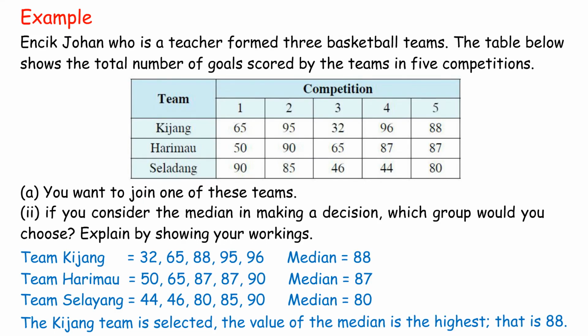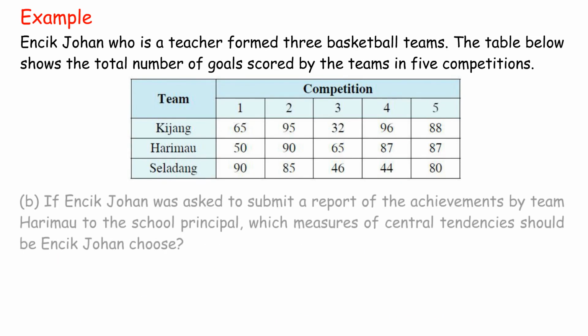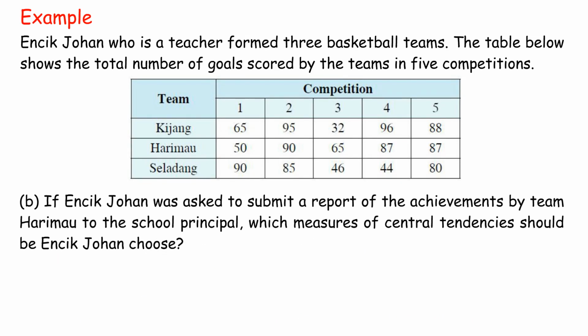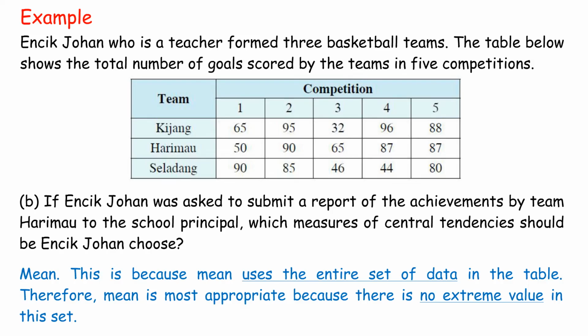That is 88. B. Encik Johan was asked to submit a report of the achievements by Team Harimau to the school principal, which measure of central tendency should Encik Johan choose? Mean. This is because mean uses the entire set of data in the table. Therefore, mean is most appropriate because there is no extreme value in this set.